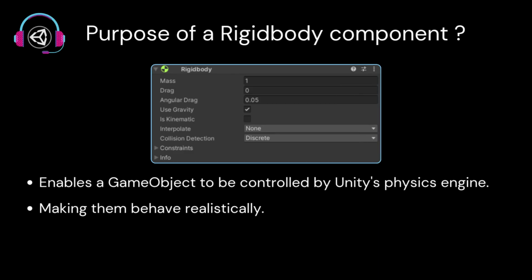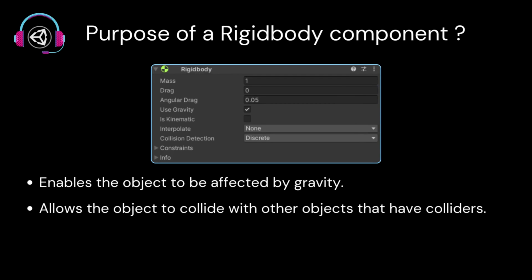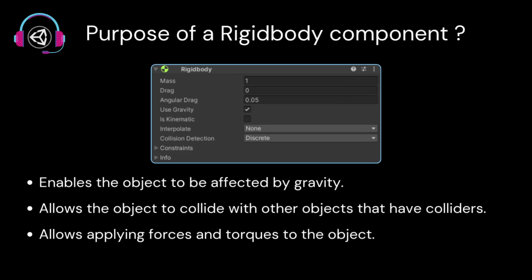With rigid body, you can enable the object to be affected by gravity, allow the game object to collide with other objects that have colliders, and apply force and torque to the game object to control its movement and rotation using methods like AddForce and AddTorque. Rigid body is the key to creating physics-based dynamic gameplay. Let's move to the next question.